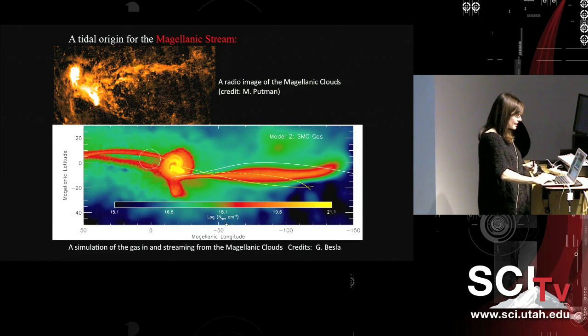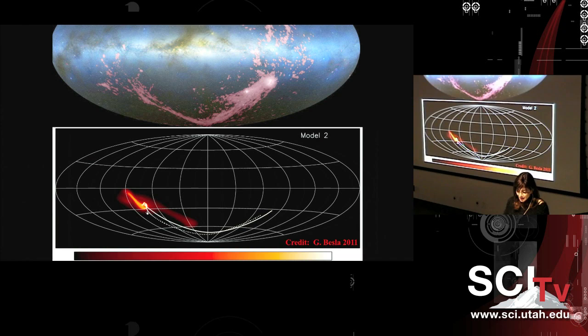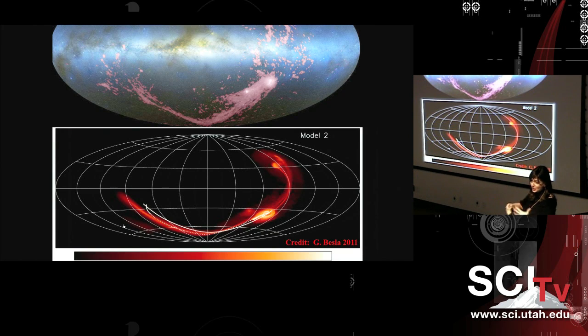And now let me show you again. Maybe it's more visible in this image here. This is the model of the interactions between the two clouds, and you start forming the stream. Roughly, the size and the shape of the stream look like what we observe. People are trying to work on the details to see if we can match them, but qualitatively it gives an idea.